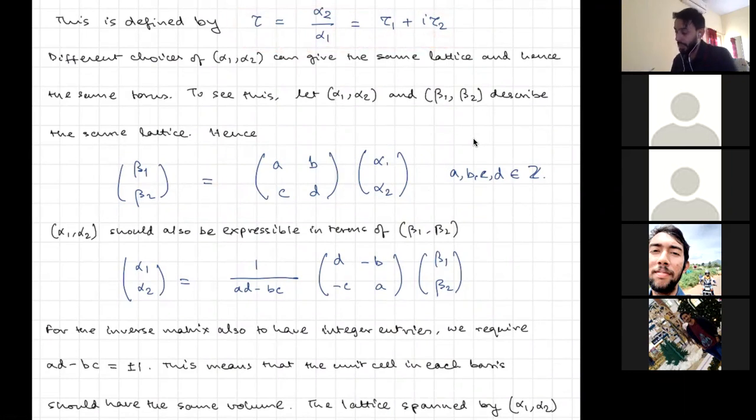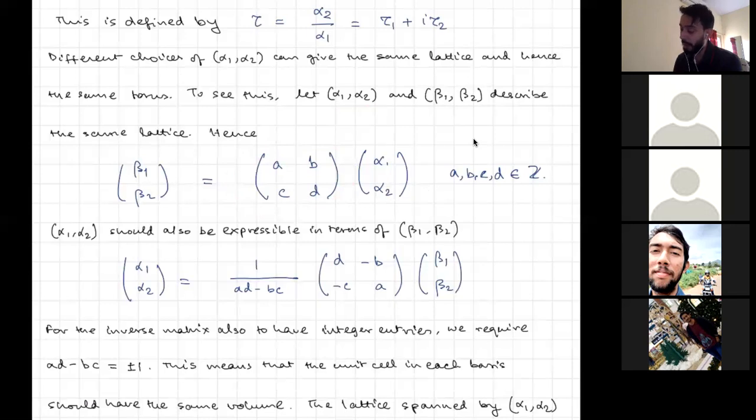Now what is going to happen is that different choices of alpha 1 and alpha 2 will give you the same lattice, and hence the same T2. Let's try and see this. Let alpha 1 and alpha 2 and beta 1 and beta 2 describe the same lattice. If that is the case, they're going to be related by some matrix which has integral entries.